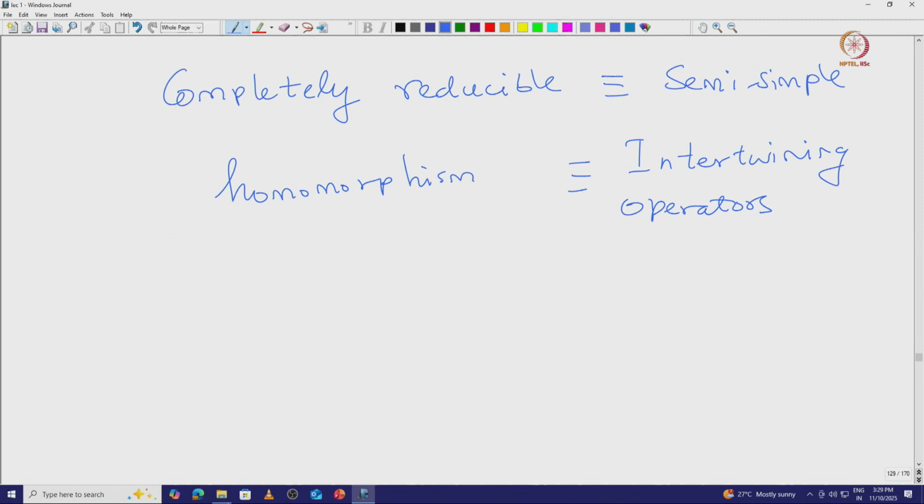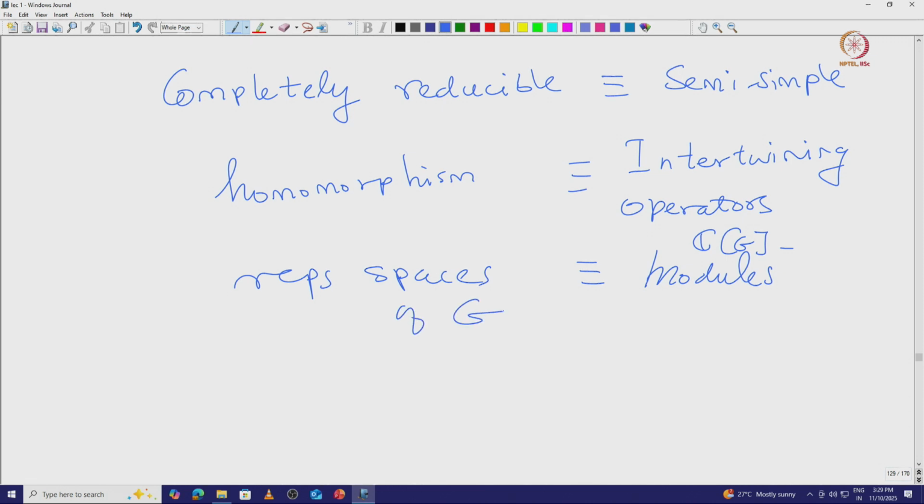If any other terminologies come up, and if they are used in finite group representation theory, I will just mention them. Again, a representation space is also sometimes called a module. When we use modules, then actually it is CG modules, so the algebra is important. So, representations or spaces of G. These are all different terminologies, but they mean the same thing. Okay.